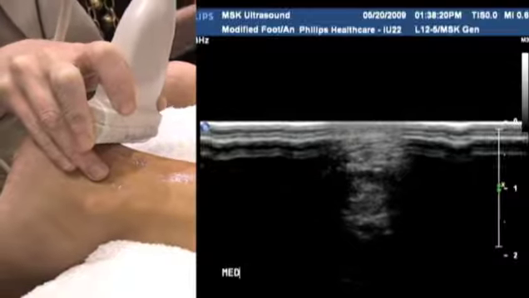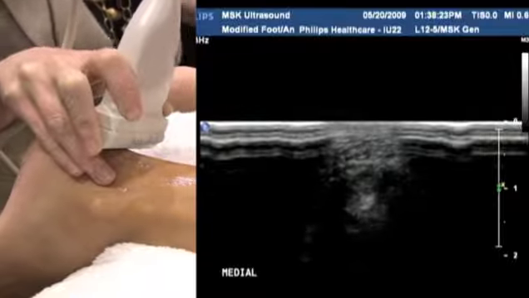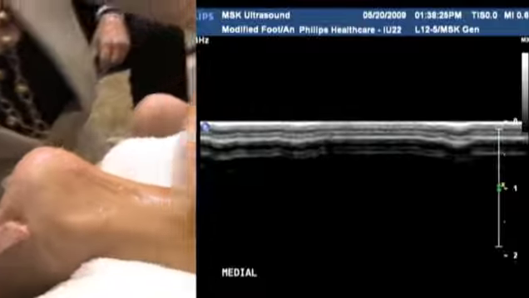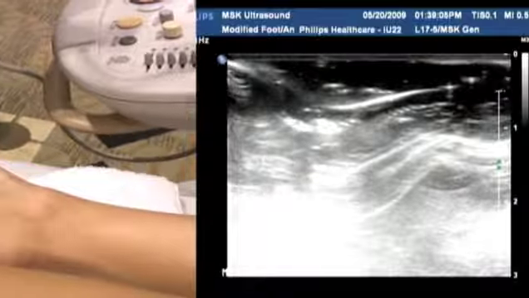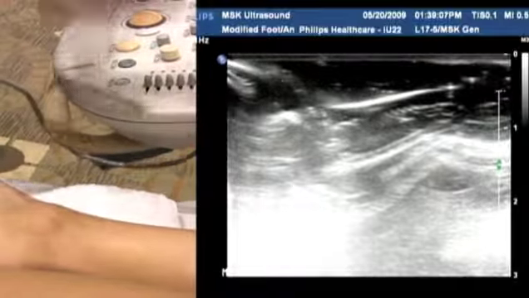Okay, so let's go ahead now and have a look at the medial ankle. If we can ask our lovely assistant here to roll up onto her left side so I can see the inside of the ankle. Okay, so looking medially in the ankle now.